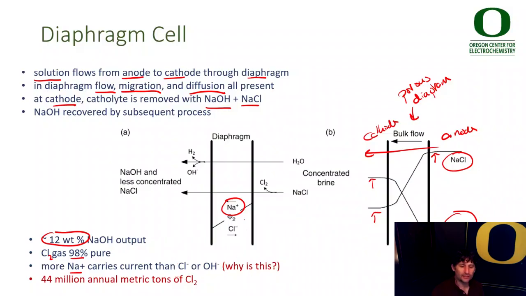In class, I'll ask you to think about in a group and articulate why Na+ is the predominant ionic charge carrier in this configuration. There's about 44 million annual metric tons of Cl2 produced.